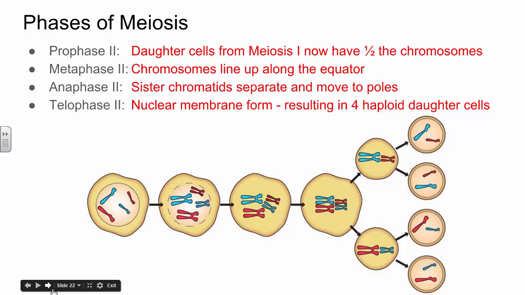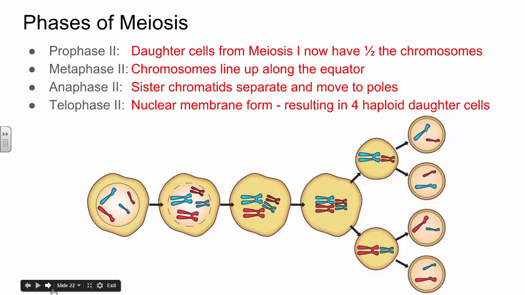If we look in this diagram, our starting cell, how many chromosomes did it have? In this cell that's shown here, 4 chromosomes. 1, 2, 3, 4. Our resulting cells, 2 chromosomes in each. The number of chromosomes got reduced in half. 1 cell produced 4 cells. That's meiosis.